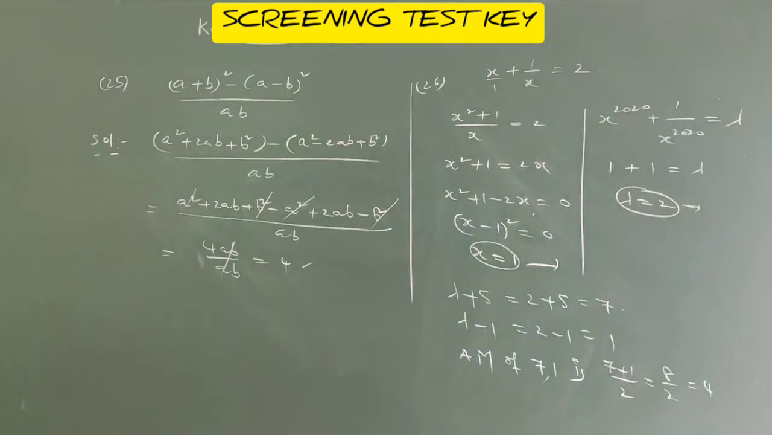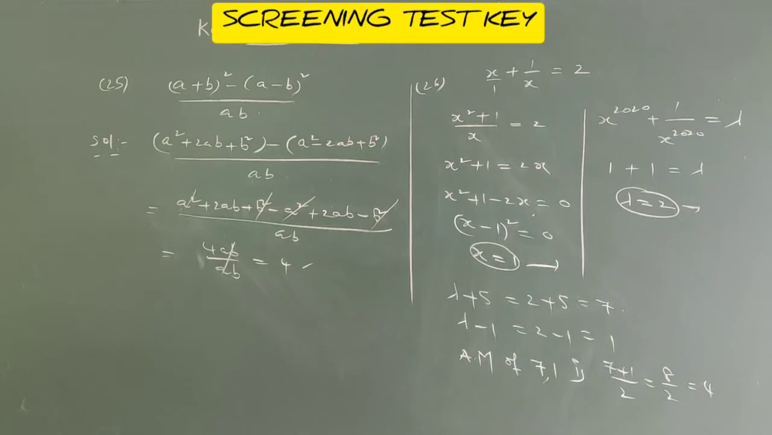Let's observe that one. x plus 1 by x equal to 2 they gave, and x power 2020 plus 1 by x power 2020 equal to lambda. Here x value 1 means 1 power anything is 1 only. That's why 1 plus 1 equals 2. That is the value of lambda. But they require the arithmetic mean of lambda plus 5, which is 7, and lambda minus 1, which is 1. Arithmetic mean of a and b is a plus b by 2. So 7 plus 1 by 2 is 4. 4 is the required arithmetic mean.